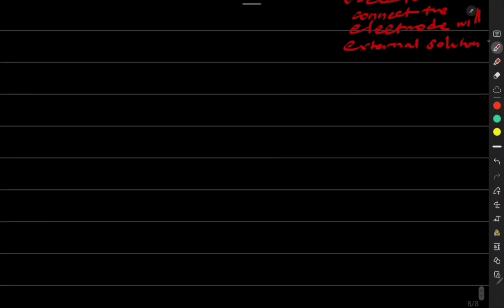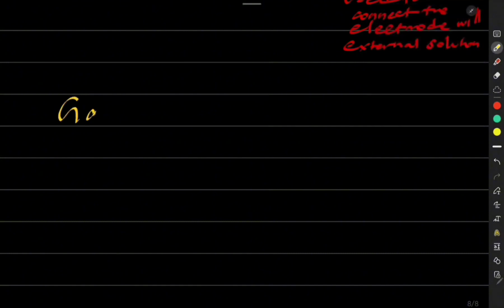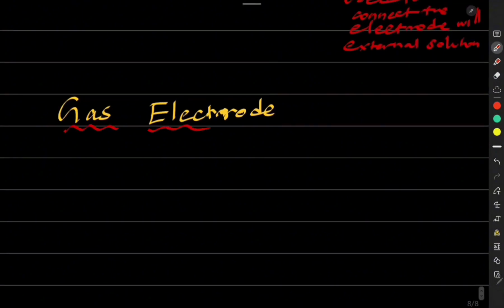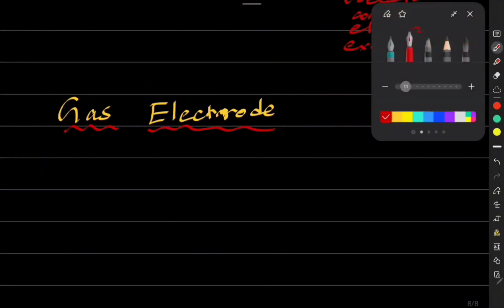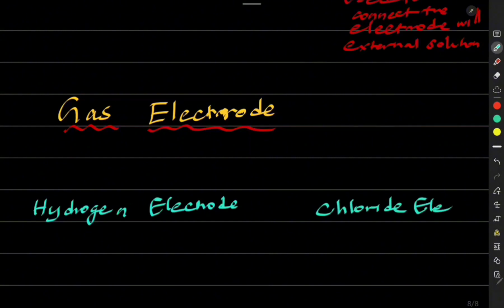The next part we have is gas electrode. In our syllabus, we have two electrodes. First, hydrogen electrode. Hydrogen electrode, we already learned that. And the next one is chlorine electrode.